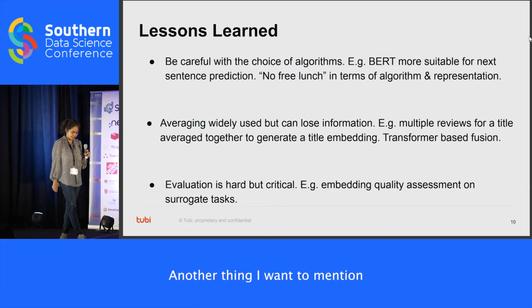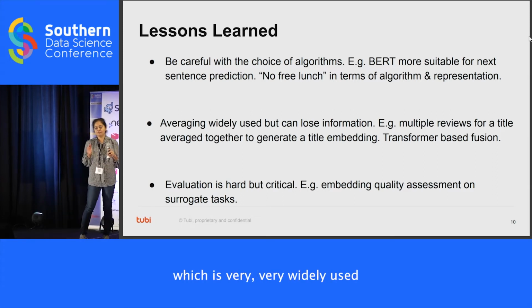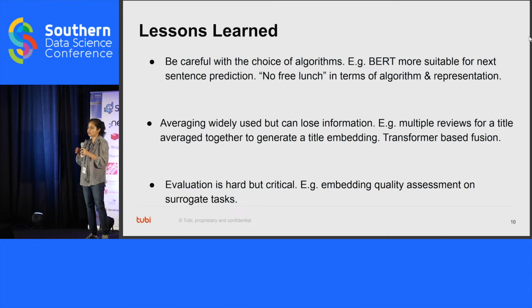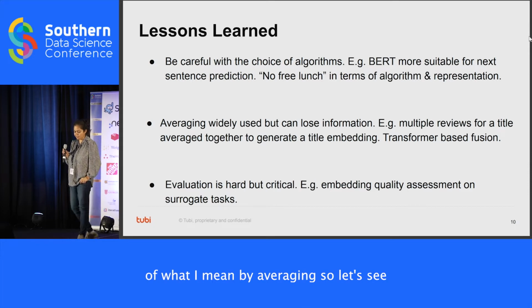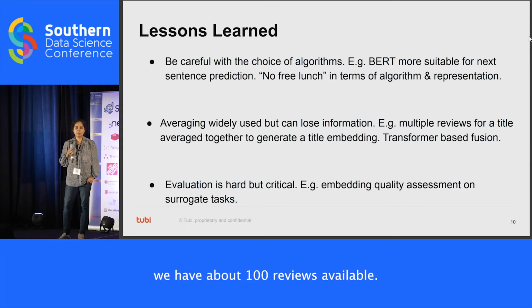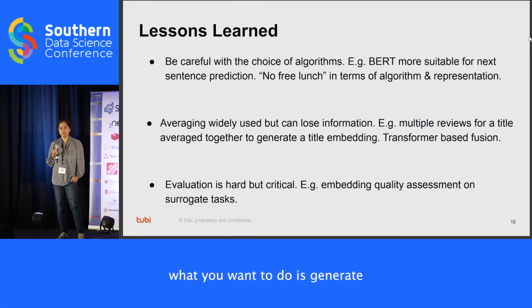Another thing I want to mention is averaging, which is very widely used by almost everyone. Just to give you a brief example of what I mean by averaging: let's say for a title, we have about 100 reviews available. Ultimately, what you want to do is generate a single embedding for a title. One of the simplest things one can think of is to take all the reviews, get the embeddings out of them, average them, and there you go.